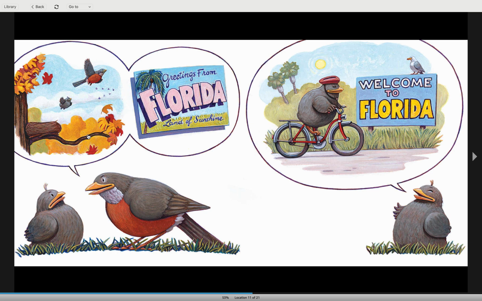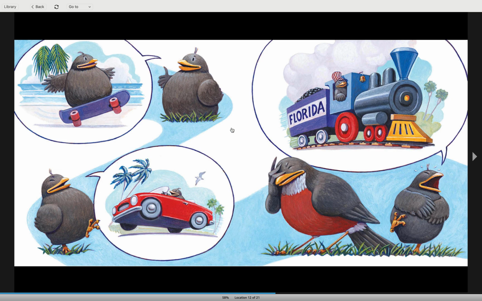But her son has a different idea, and instead, he'd rather ride a bicycle there. Notice how he's wearing a helmet. Now students can begin to list all the different ways that the baby bird is suggesting to get to Florida. So what about a skateboard, he suggests, or driving a car? He would even take a train if he has to.